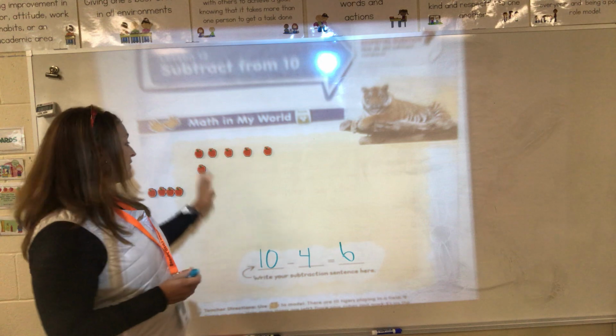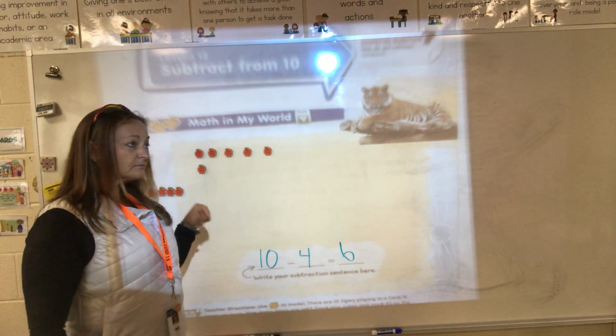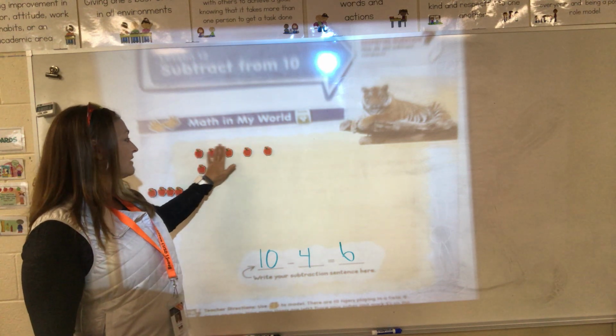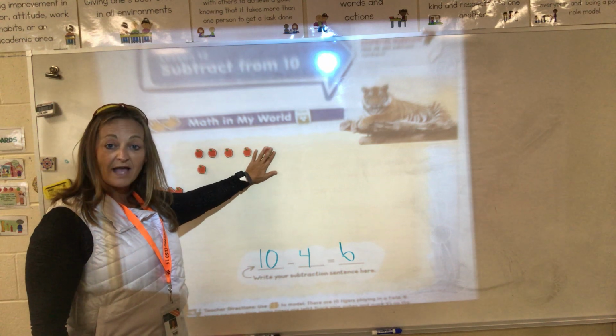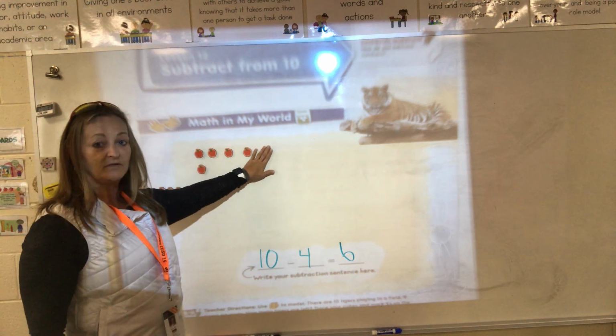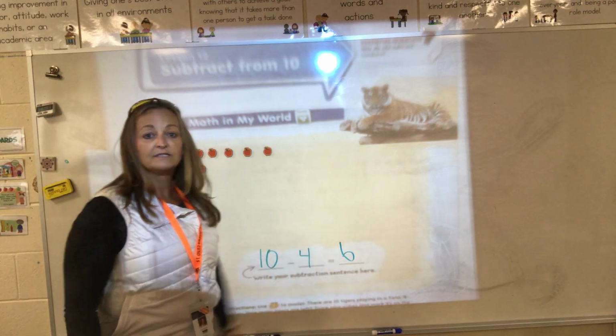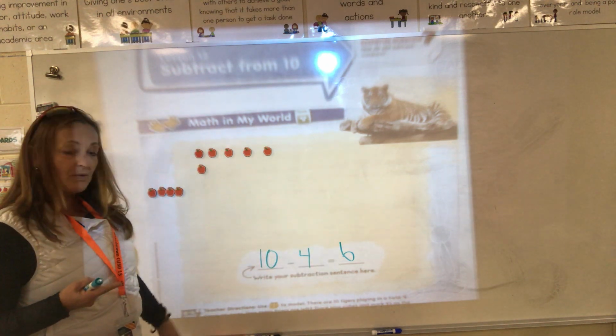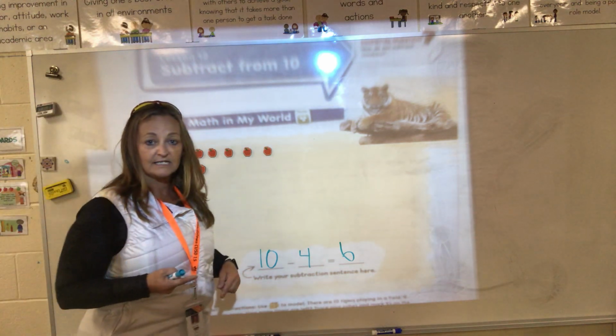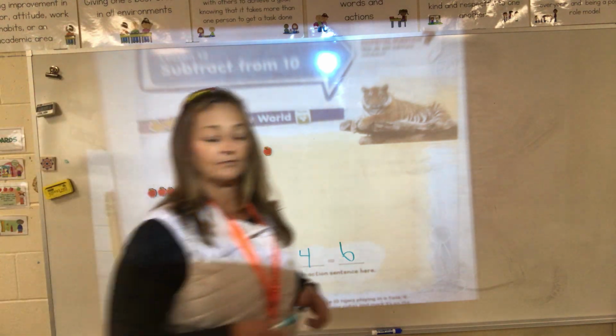Now, if I remember to set up in my 5 group, then when I go back to count, I shouldn't have to count each one of these because I know it's 5. So I should be able to go 5 and add 1 more, 6. I still have 6 tigers left. All right, if you go to the back of your paper, we're going to do a little bit of guided practice together, and then you'll finish this on your own.